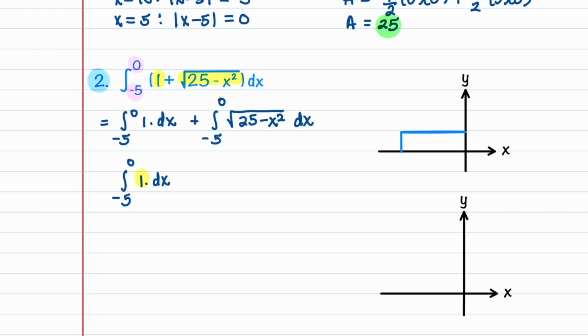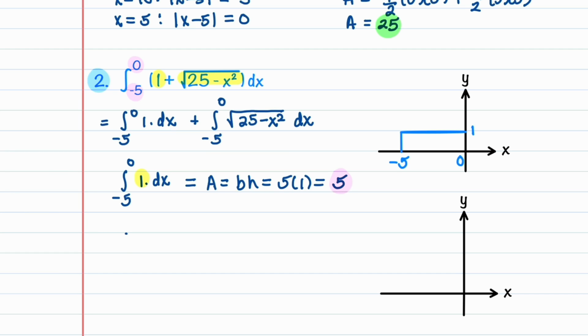And we're going to go from -5 to 0. Our height is equal to 1, and our width is equal to 5. So we can say that our integral is equal to our area, and that's our base times our height. Our base is 5, and our height is 1, so we get an answer of 5. Let's highlight this because that's part of our answer.